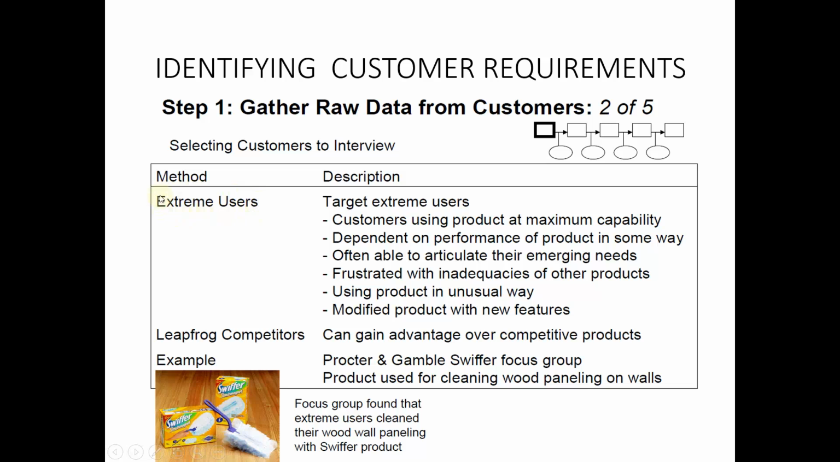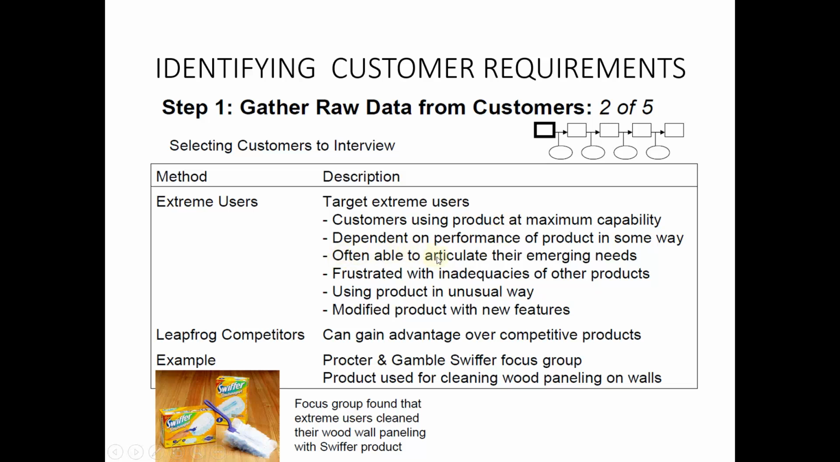The method used here is extreme users. Extreme users means the customers who are using the product to the maximum extent, at maximum capability. And they are dependent on the performance of the product in some way. So if the product is a very good performing product, then there will be a lot of customers using the product. If it is not a good product, if the performance is low, then only a very few customers will be using that product.